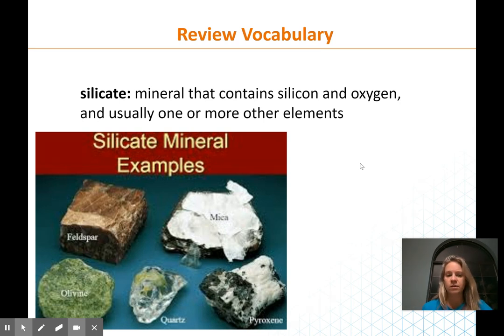Olivine is really common around here. If you hike up anywhere in the Trinity Alps, you'll see a lot of olivine, and around Shasta Dam there's a lot of olivine as well. Feldspar is a really common rock around here, as well as quartz. So silicates are just made of silicon and oxygen.